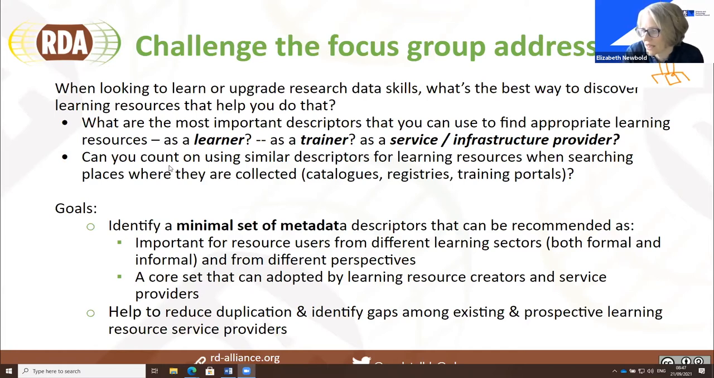So our goal is to identify a minimal set of metadata descriptors that can be recommended. It's important for any resources from different learning sectors, so it's not subject specific; it is supposed to be across the whole range of training resources that are out there. And we're looking to have a core set that can be adopted by learning resource creators and service providers, and we want to help reduce duplication and identify gaps amongst existing and prospective learning resource service providers. So if you're perhaps thinking about how you're going to set up a catalogue, where do you start?